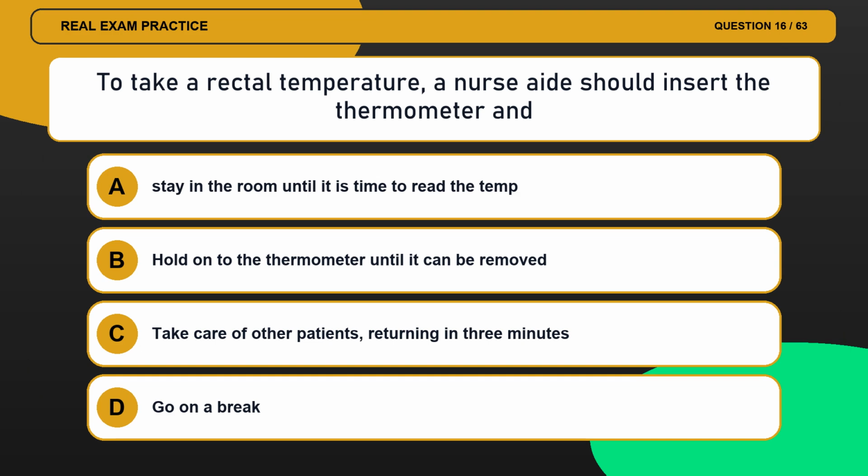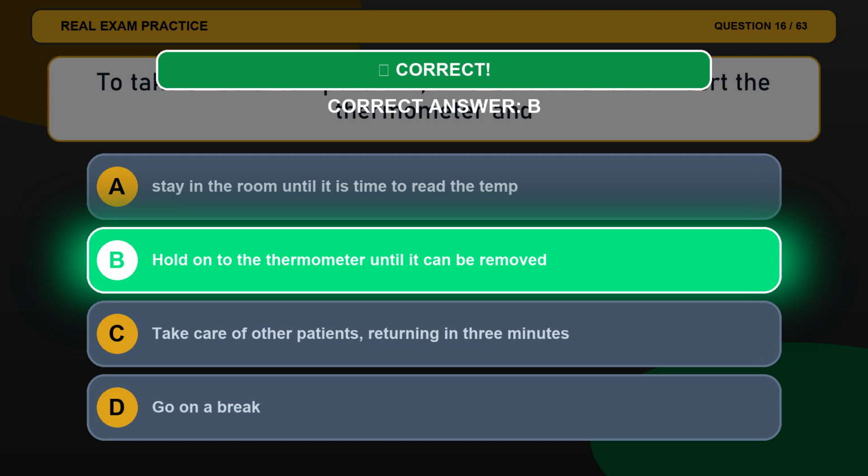To take a rectal temperature, a nurse aide should insert the thermometer and, option A, stay in the room until it is time to read the temp. Option B, hold on to the thermometer until it can be removed. Option C, take care of other patients, returning in 3 minutes. Option D, go on a break. The correct answer is option B, hold on to the thermometer until it can be removed.